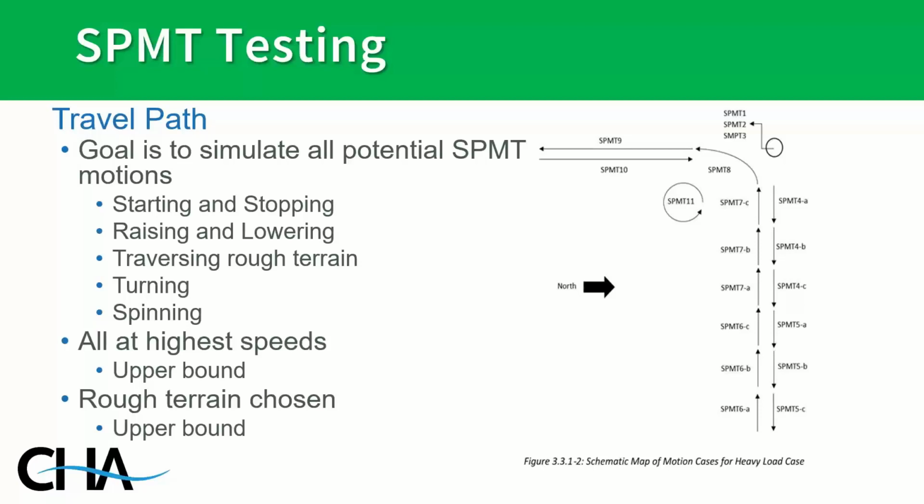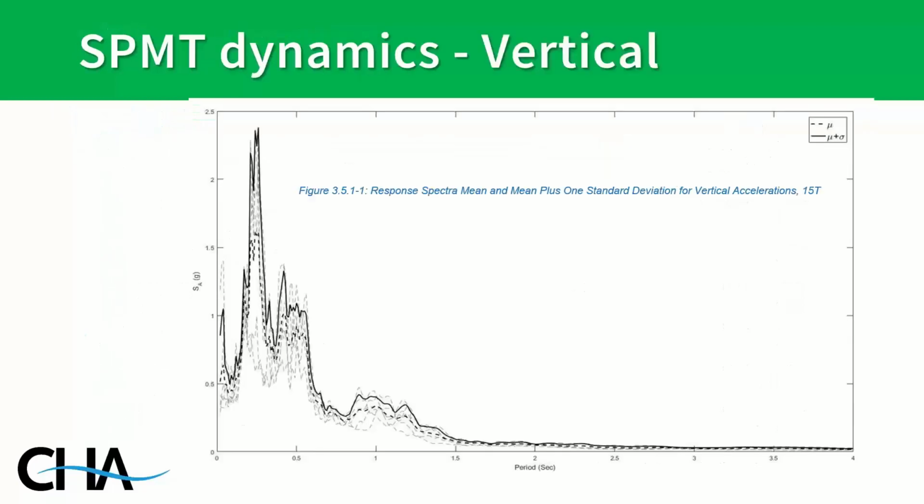The idea was we're trying to calculate an upper bound for the accelerations and decelerations, similar to a seismic event. What is the worst case scenario that could occur? And then we came up with load factors to account for the fact that it was an upper bound testing. This is the kind of results we got. In this case, this is the vertical accelerations with 15 tons of weight on the SPMT.